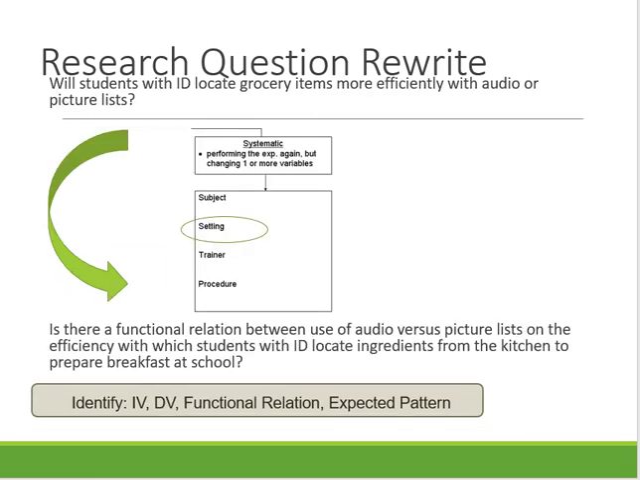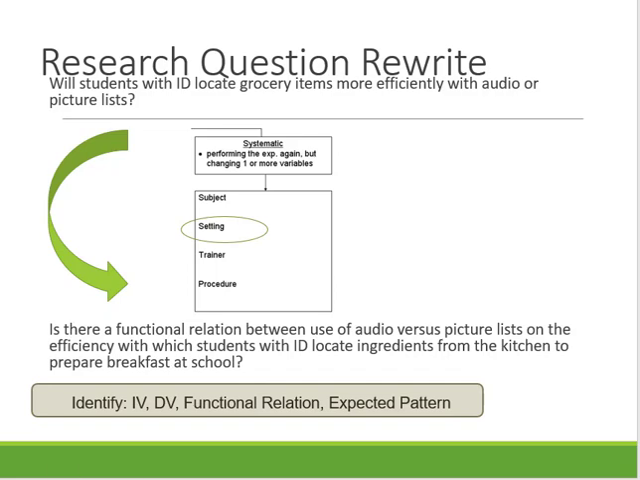If you were going to implement a systematic replication of this study with the question, will students with ID locate grocery items more efficiently with audio or picture lists? This means that you would change one or more variable. For example, maybe you'd change the setting. Instead of locating items in a grocery store, you could have students locate similar items in the context of preparing breakfast in the kitchen at school.